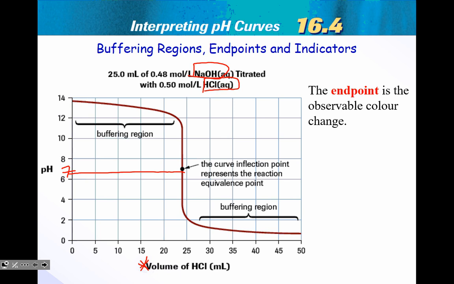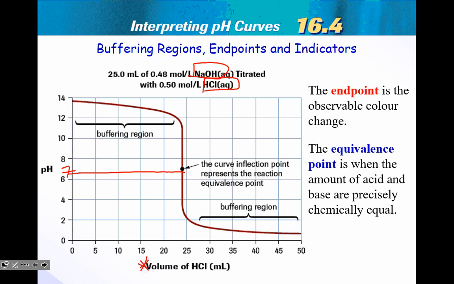The endpoint is the time where, at least empirically, the color change of the indicator in the sample is permanent. And we have something called the buffering region, which we're going to talk about. Again, the equivalence point is when the amount of acid and base are precisely chemically equal, and by chemically equal I mean the same number of moles, okay?